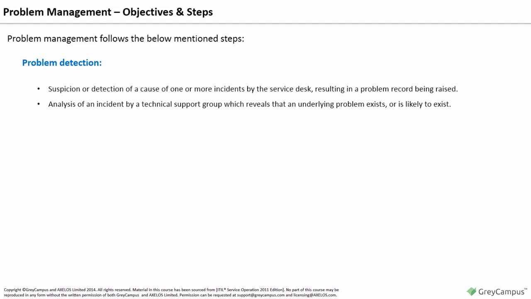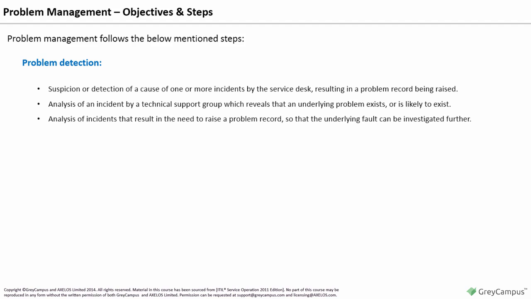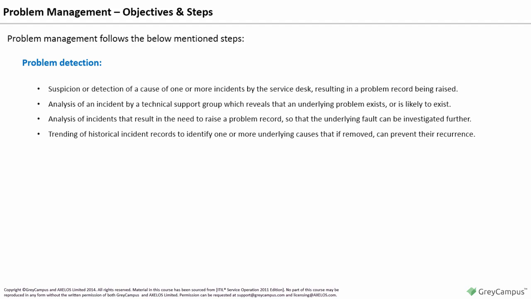Analysis of an incident by technical support group, which reveals that an underlying problem exists or is likely to exist. Analysis of incidents that result in the need to raise a problem record so that the underlying fault can be investigated further. Trending of historical incident records to identify one or more underlying causes that, if removed, can prevent their recurrence. In this case, a problem record is raised once the underlying trend or cause is discovered.